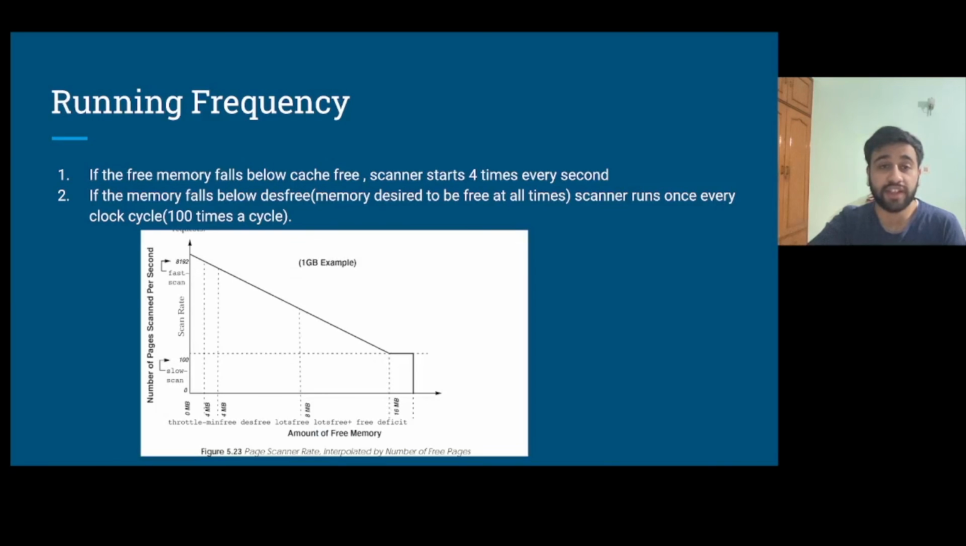Now we also look at the running frequency. It may be possible that we have run the page scanner, but still we haven't solved the issue of memory in our system. So we need to run the page scanner again and again at a certain frequency. If the free memory is below cache free, then the scanner starts 4 times every second. However, if the issue is big and the memory falls below des free, which is the minimum desired free memory at all times, then the scanner starts running once every clock cycle, and the frequency is such that the amount of free memory is never below the des free value.